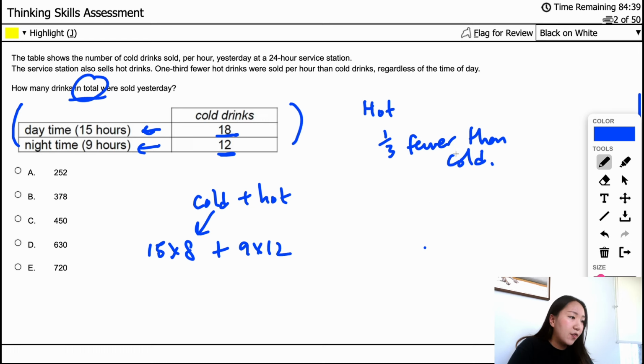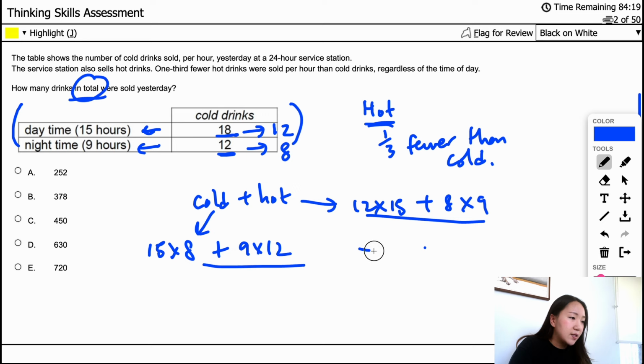And then 1/3 fewer hot drinks per time period. So where it was 18 for cold drinks, a third fewer than that would be 12. And where it was 12 for cold drinks, a third fewer than that would be 8. So again, we just want to do 12 times 15 plus 8 times 9. And then we just add all of this together.